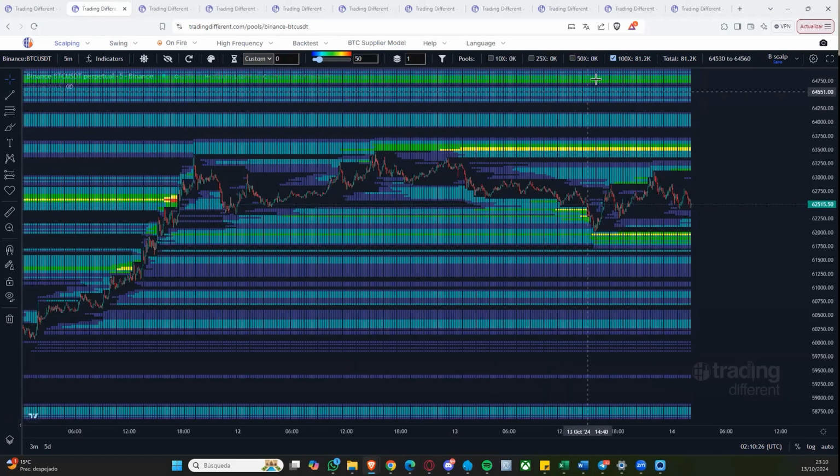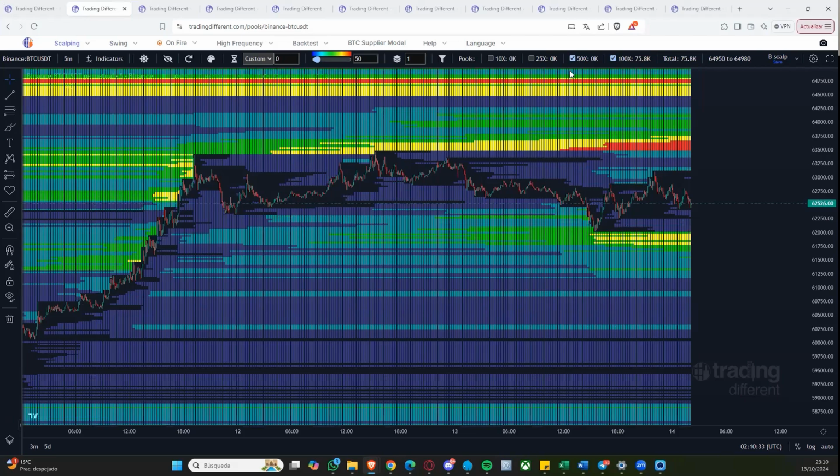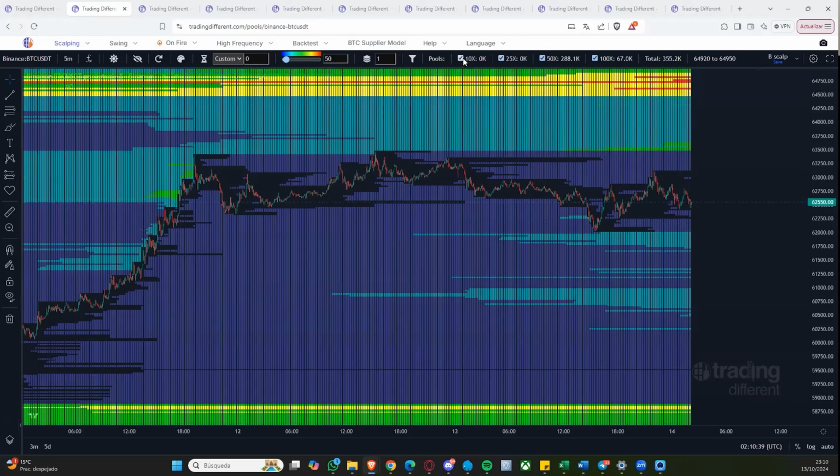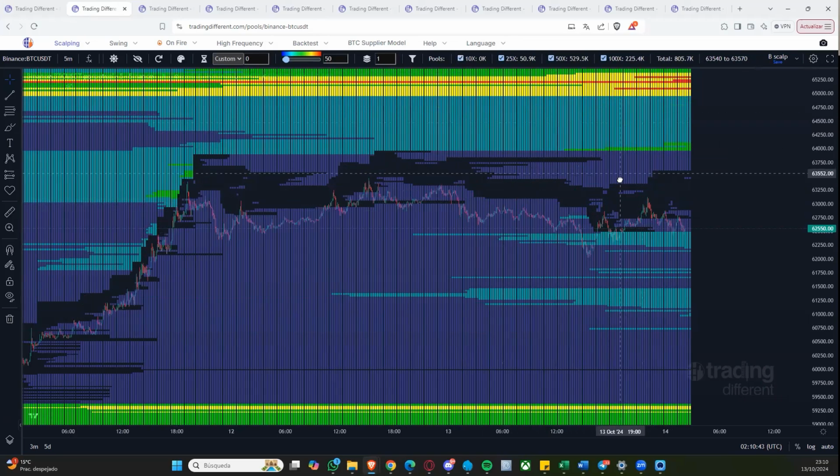I can show only the liquidity of the 100x leveraged ones. I can also add the 50x ones. You will see how the liquidity increases on the chart when including the 50x. I can also include leveraged ones at 25x and 10x. This is recommended.